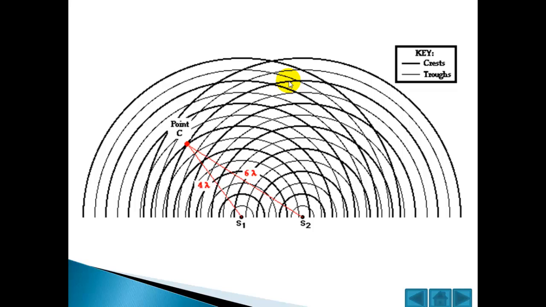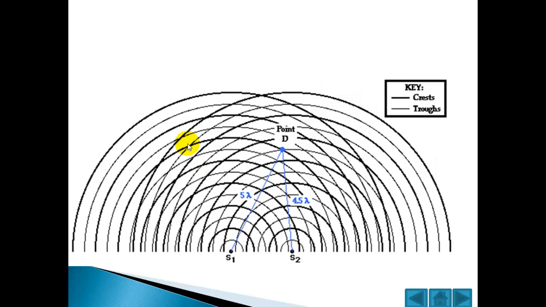Here we have an example. This point here has a path length of 4 lambda from one source, and a path length of 6 lambda from the other. So this point will be constructive interference because there's an integer number of wavelengths as the path difference.